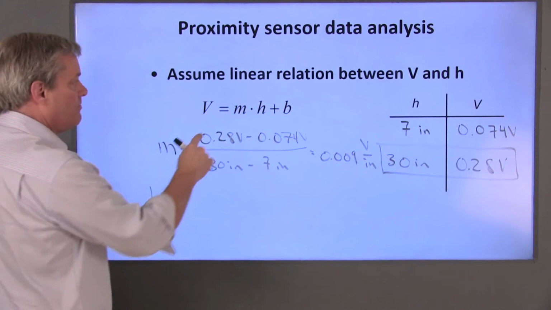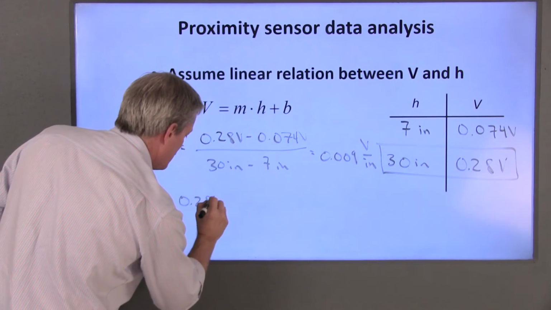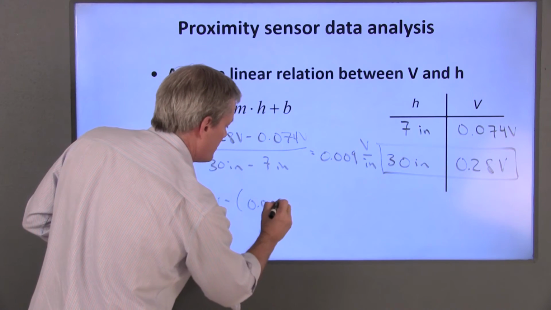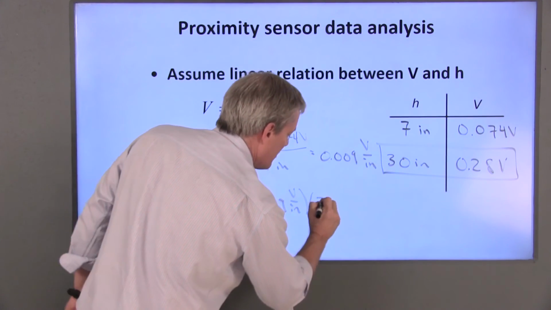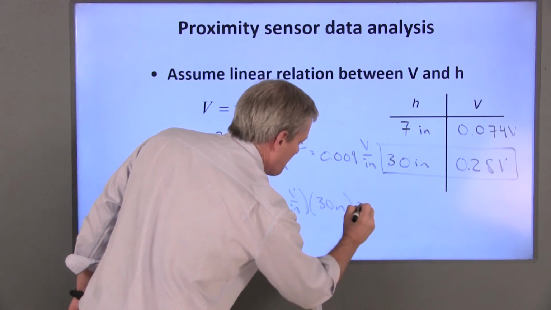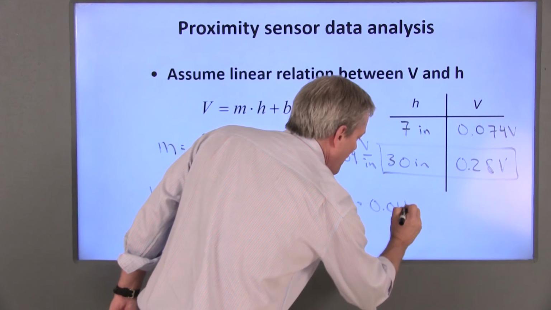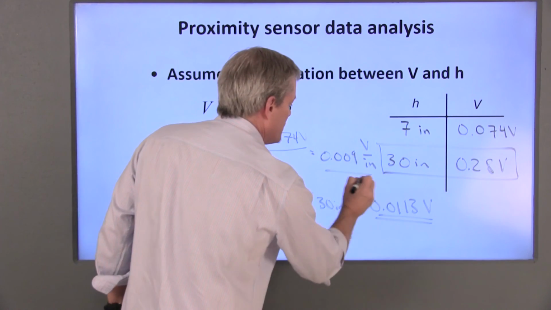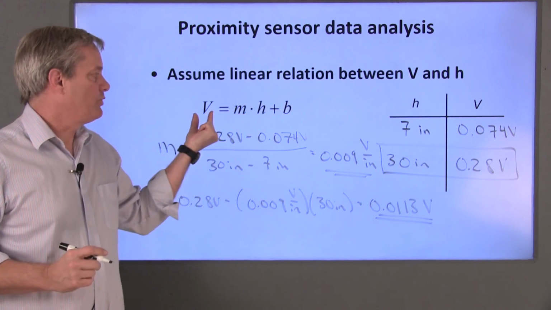Now, having this and any one of these data points, I'll use this one, we can estimate B. B is equal to the voltage, 0.28 volts minus M, which is 0.009 volts per inch, times the height, 30 inches. This turns out to be about 0.0113 volts. So these are the numbers that go in this relationship to model the difference between voltage and height.